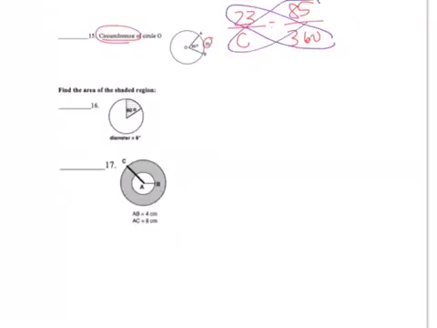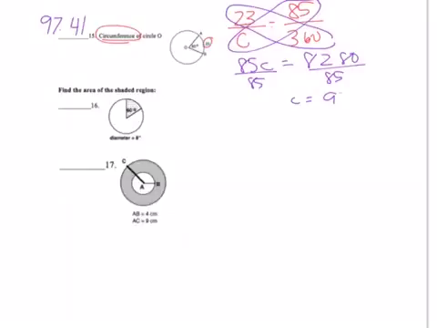Multiplying those two and those two, so I have 85C equals 360 times 23, which is 8,280. Divide both sides by 85, and C equals 97 and 41/100. So 97 41/100.